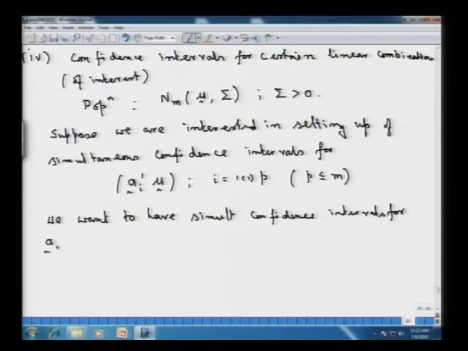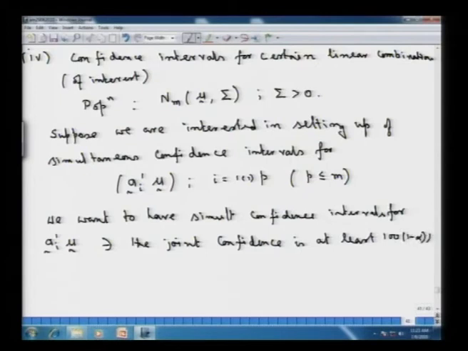for these a i prime mu such that the joint confidence or the joint coverage actually is at least 100 into 1 minus alpha percent. So, that is what is our objective. We have p such linear combinations, and we are trying to put up simultaneous confidence intervals for this such that the joint confidence is at least 100 into 1 minus alpha percent.